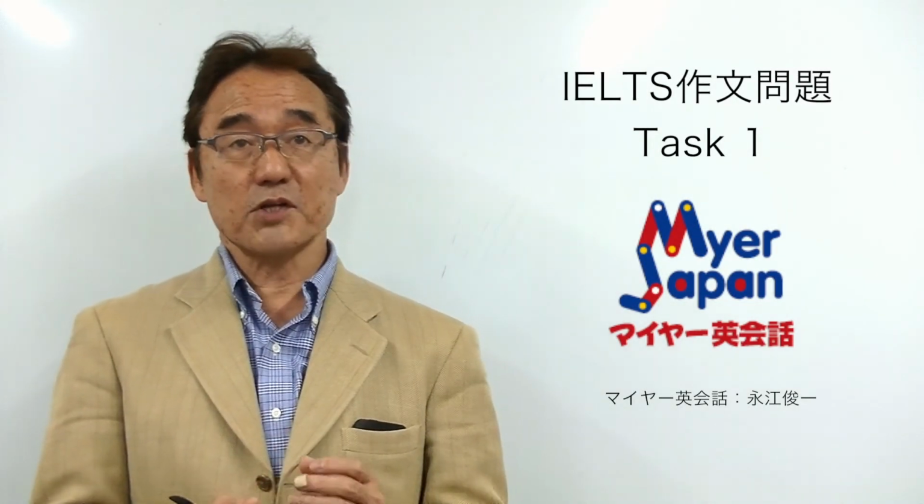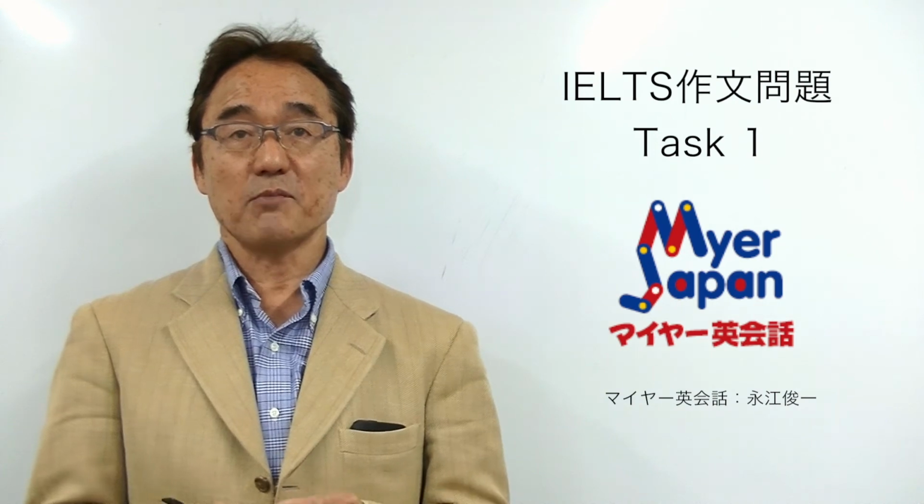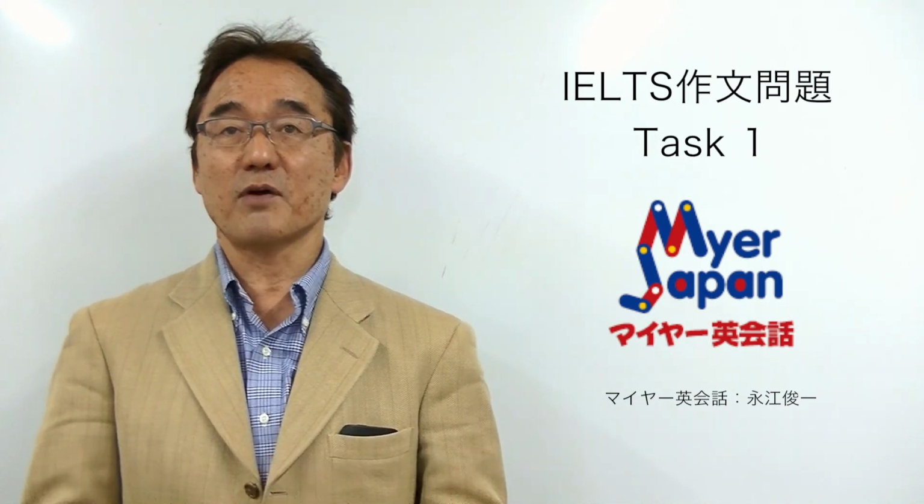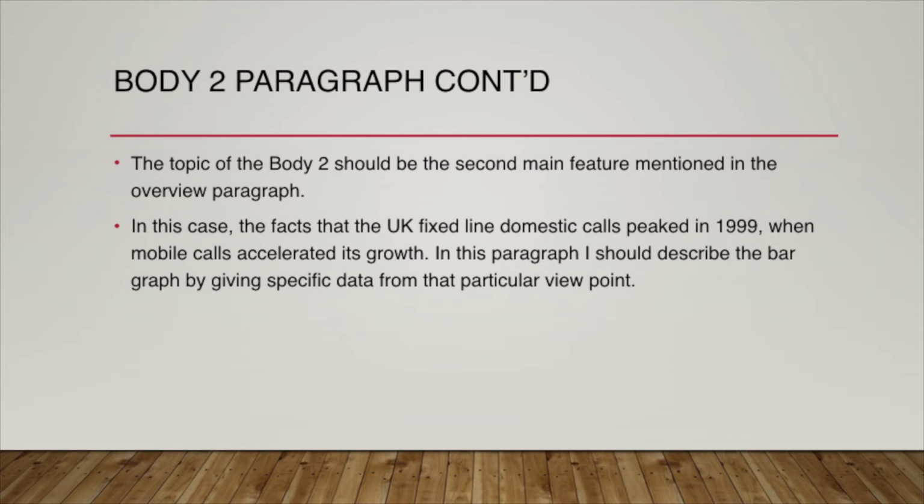The topic of the Body 2 should be, of course, the second main feature highlighted in the overview paragraph. I should continue to describe the bar graph, but now from a different perspective. I now see and report the bar graph based on my observation that the local fixed line calls peaked in 1999 when mobile calls started to take off. Again, I should include all figures, years, and names that I can observe in the graph, trying to make comparisons where relevant.